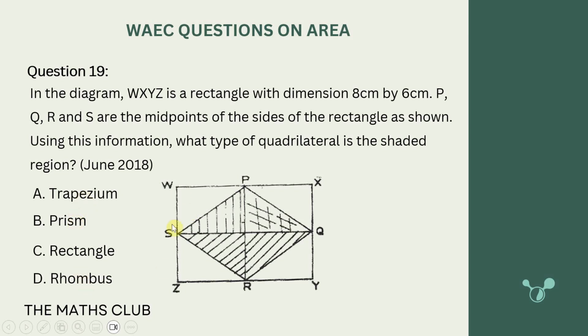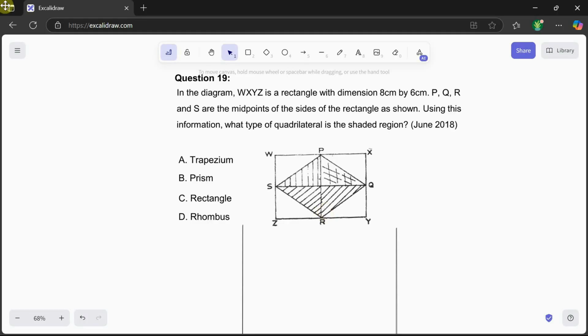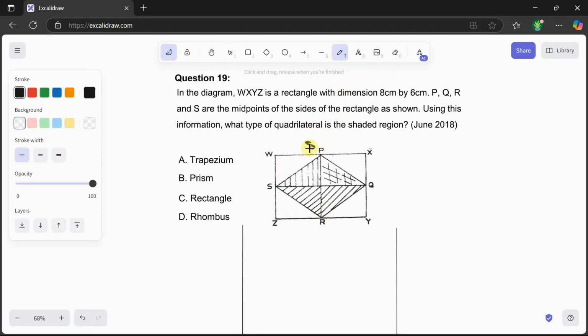If you look at all these, you will say, okay, it looks like a rhombus, right? But you must prove it. The length is always greater than the width. So if this side is 8 cm, this one will be 6 cm. And because they said these are the midpoints, this is 4 cm, this is 4 cm, this is 3 cm, this is 3 cm.